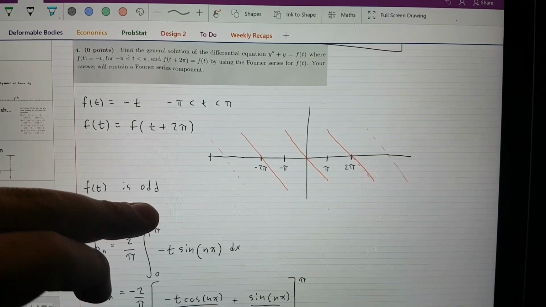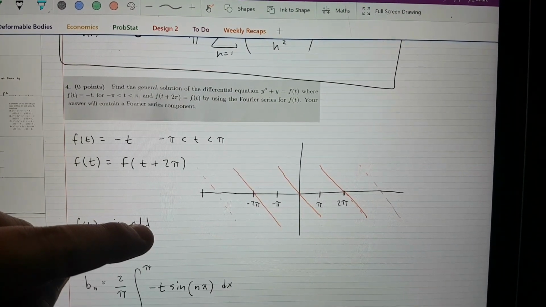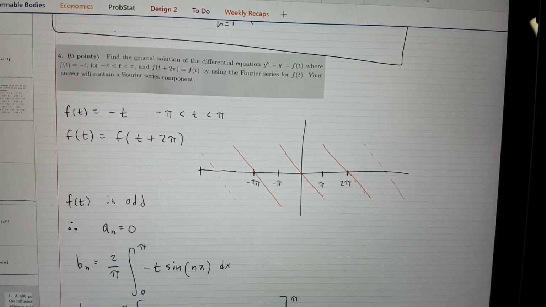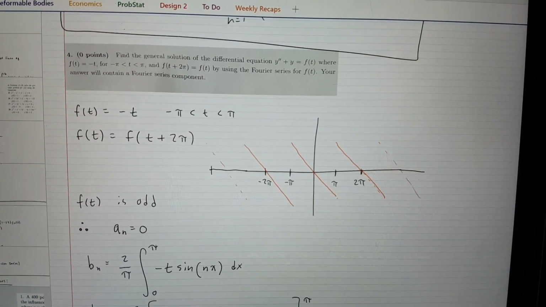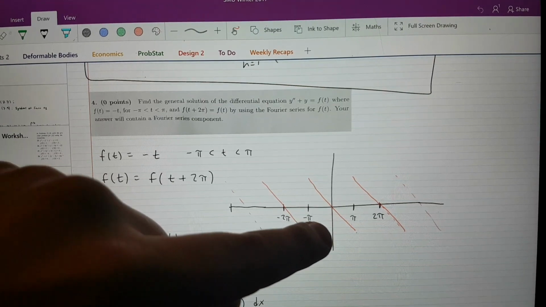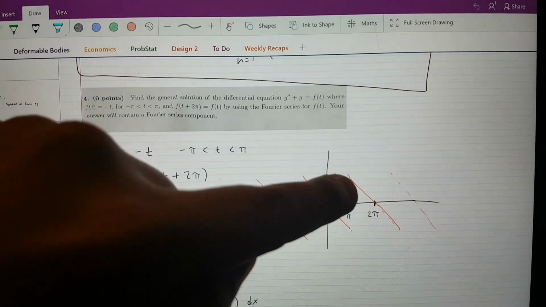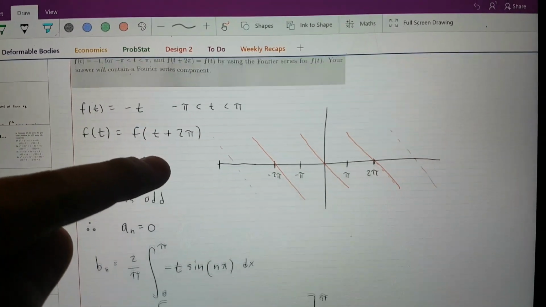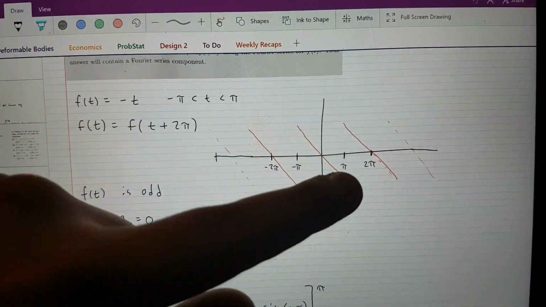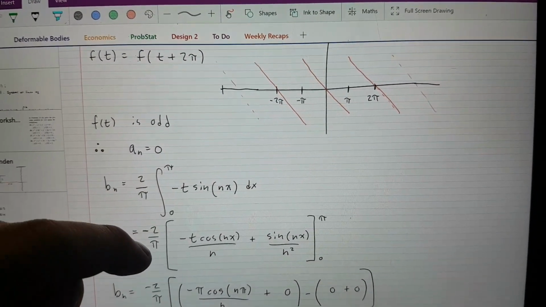But here we go. Okay, so f of t equals minus t, and we want to find the general solution for it on this interval, right? So we have to use Fourier series to do it. So it's periodic. The period's 2 pi. So I just drew it from, this is the interval we're concerned with, but really what happens is when you go 2 pi from here, it's the same value. That's what it means to be periodic. And also it's odd, right? It's odd because it's not symmetric about the y-axis. So all your an terms are 0, so at least there's that.